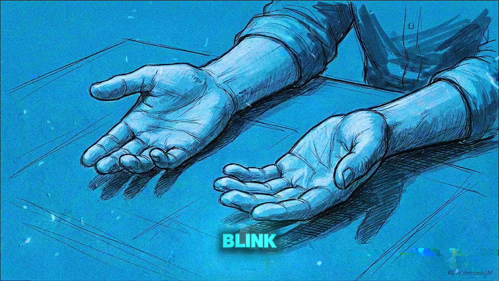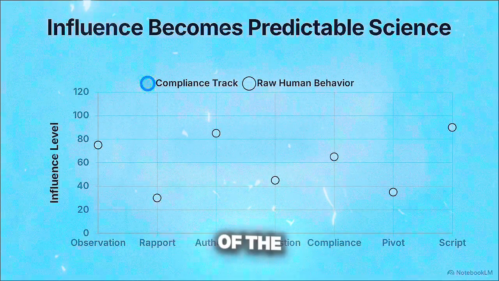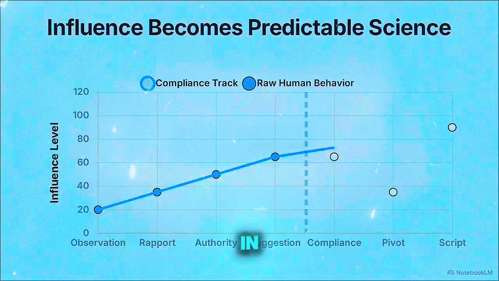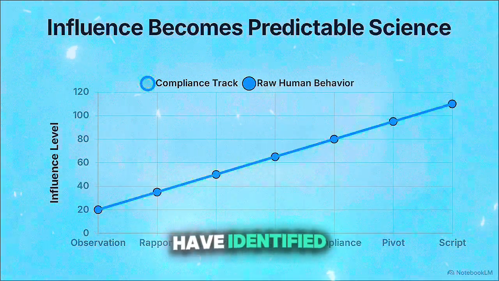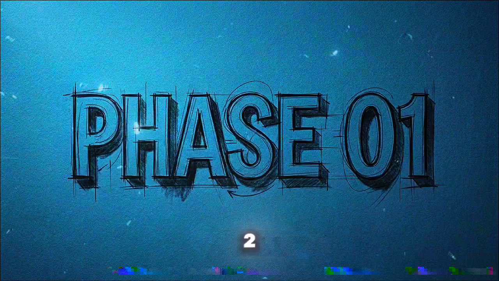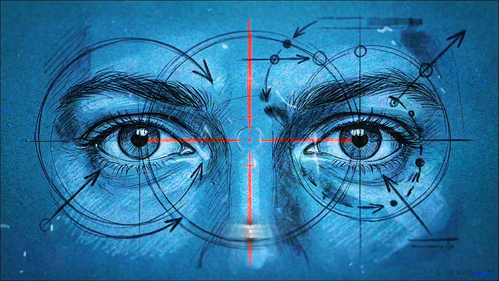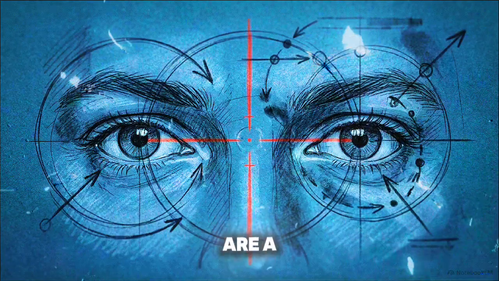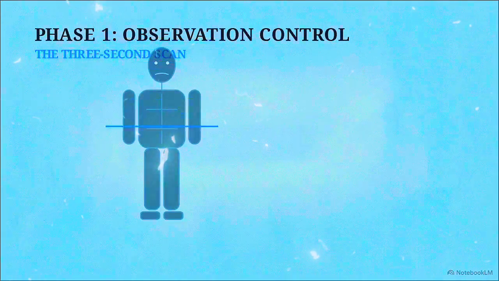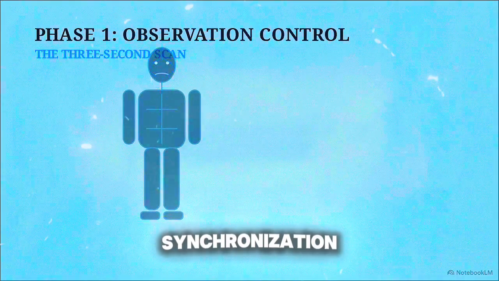Focus your attention on these 3 specific points to detect hidden tension. Look for a high blink rate in the eyes, a tightening of the jaw, and repetitive movements in the feet. Once you have identified their state, you move to step 2, rapport engineering. This is the process of signaling to the other person's subconscious that you are a non-threatening presence.